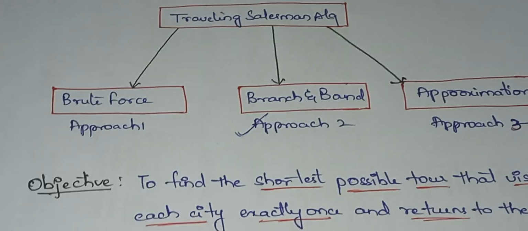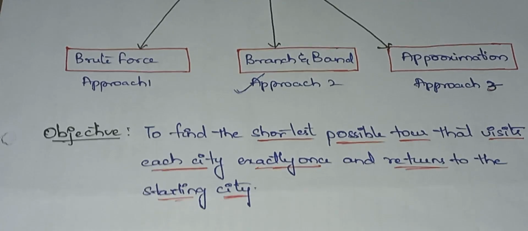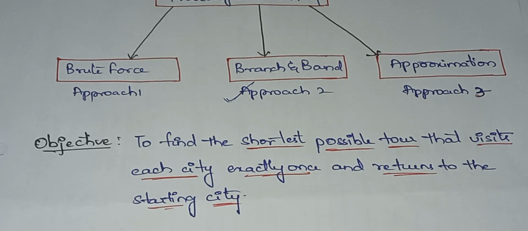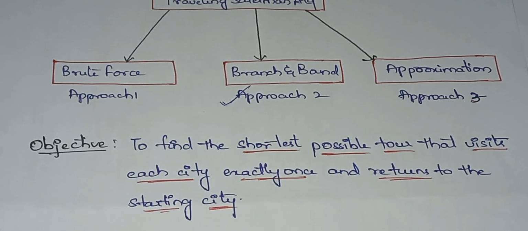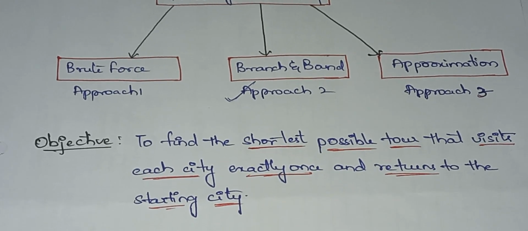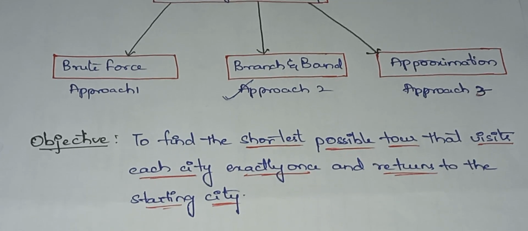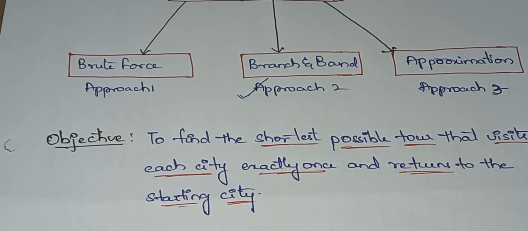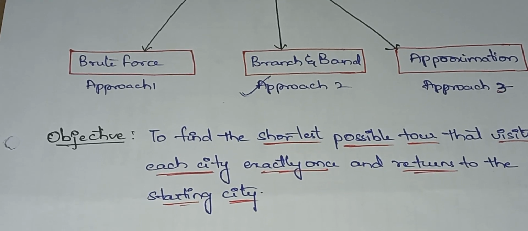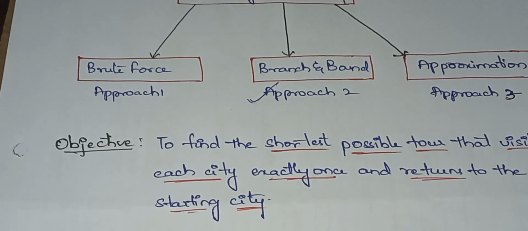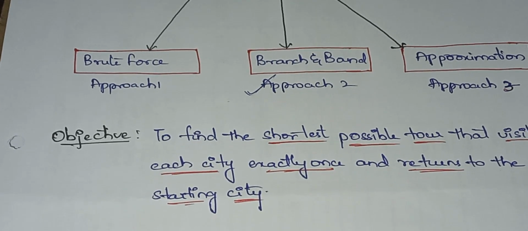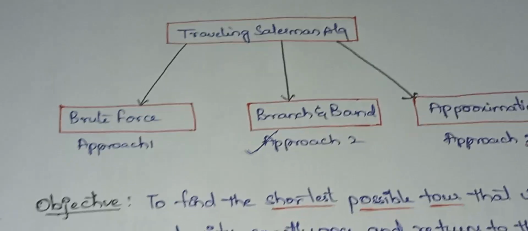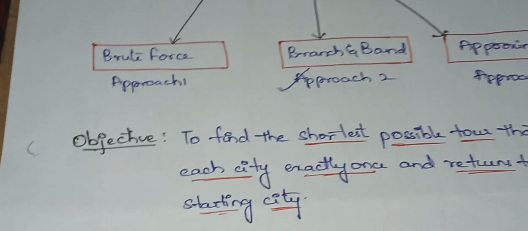Before discussing the approach, let us have a recap of the objective of the traveling salesman problem. The objective is to find the shortest possible tour by visiting each city exactly once and returning to the same city. So you have to start at a particular city, visit all the other cities exactly once, and again return to the city where you started. This tour should be the minimum cost tour. That is the objective of the traveling salesman problem. Now we'll be looking into the branch and bound approach.